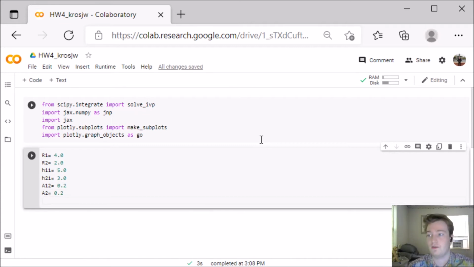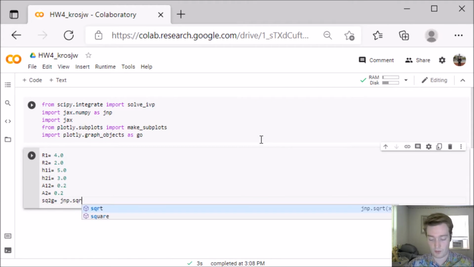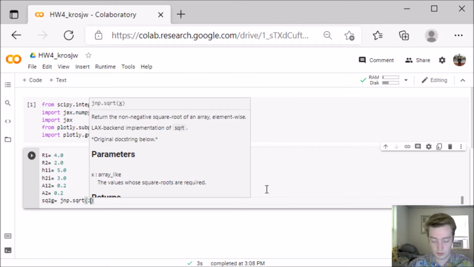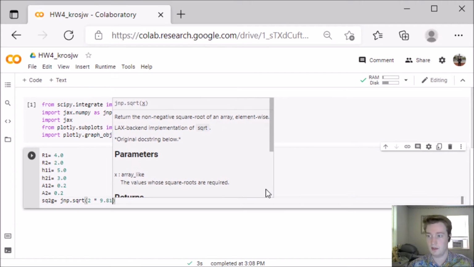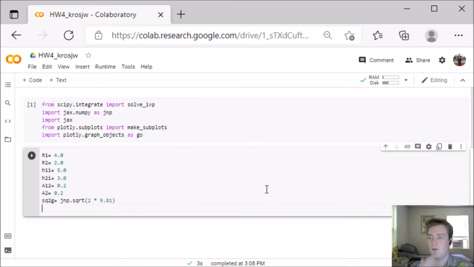Let's see, what else? We're going to use the square root of 2 times 9.81, or the gravitational constant, a lot while calculating these things. So we'll do that separately here. So SQ2G equals square root of 2 times 9.81. Just like that. What else? Well, we're going to run this from a time 0 to a time t final, right? So we need an end time for our graph. So we'll do t_end. We'll say that's like 2,000 seconds.